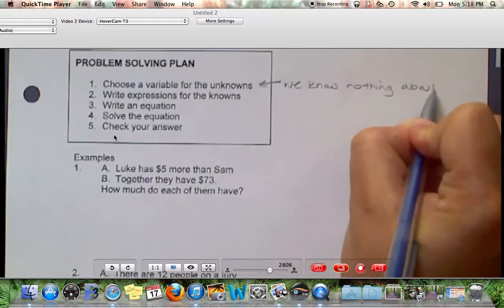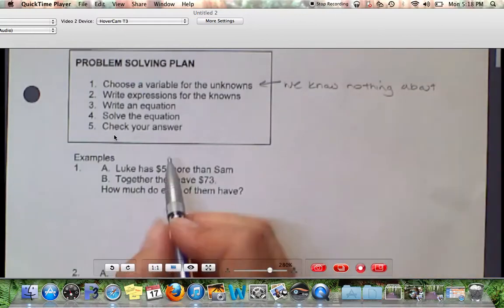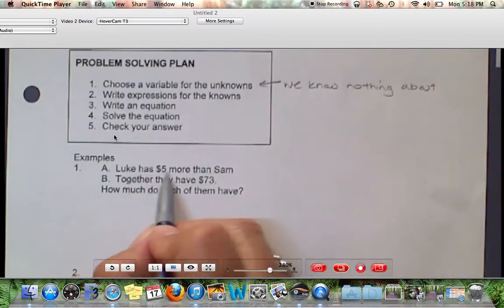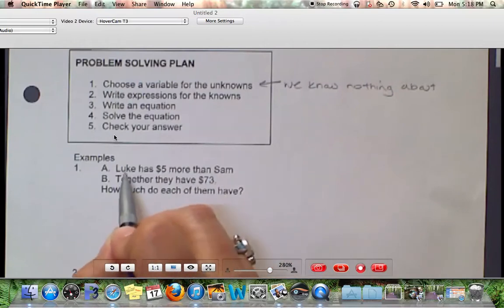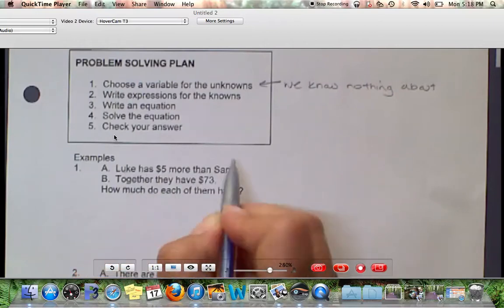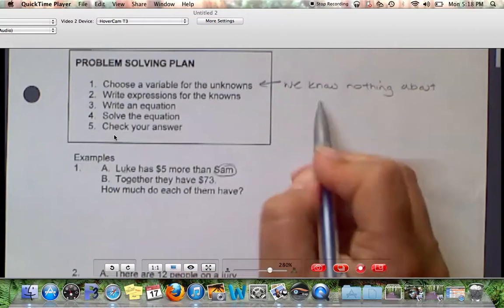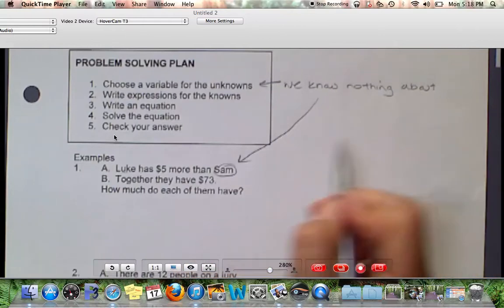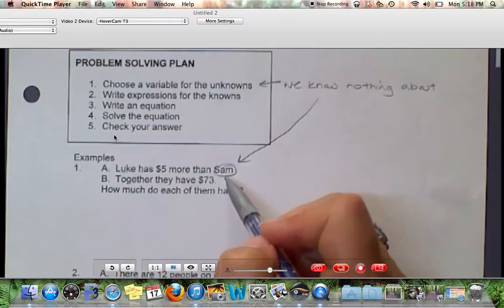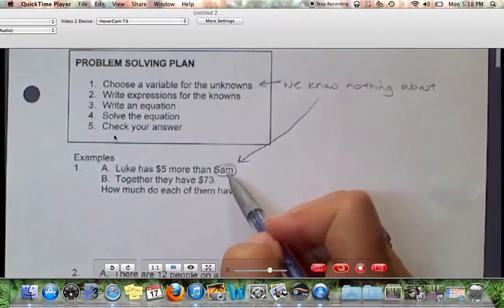So, do we know nothing about Luke or do we know nothing about Sam? Now it says Luke has 5 more than Sam. So we know something about Luke. Luke's got 5 more than Sam. Sam's the one we know nothing about. So we want to choose a variable for the guy or the thing that we know nothing about.